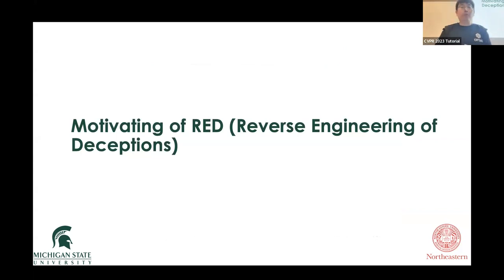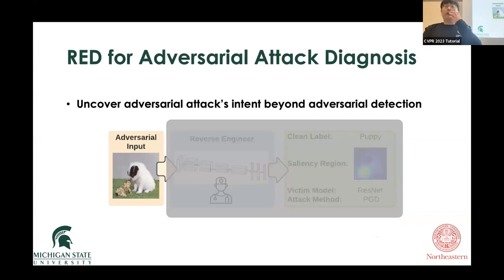Now, let me give you some motivating examples of RED. We will talk about these examples or applications in detail later, but as an introduction, I would like you to think about in what scenarios RED could be very useful. The first thing I want to give you a flavor of is RED for adversarial attacks, which are the machine-centric attacks. If we can develop this as a reverse engineering technology, then we can do something about diagnosing adversarial attacks, beyond adversarial detection, beyond saying, okay, this image is an adversarial example or not. We can also see something different beyond that.